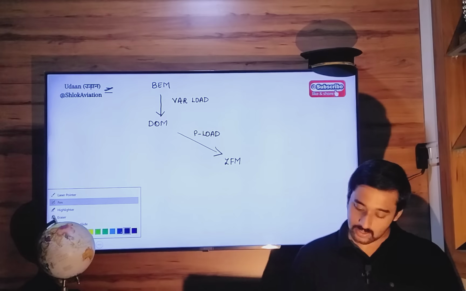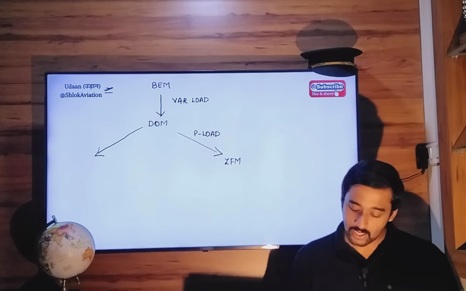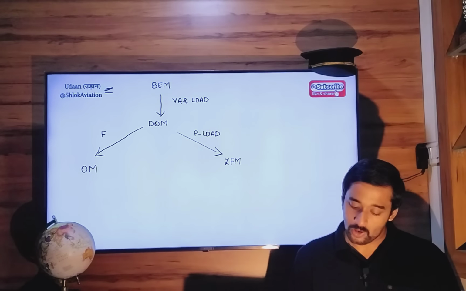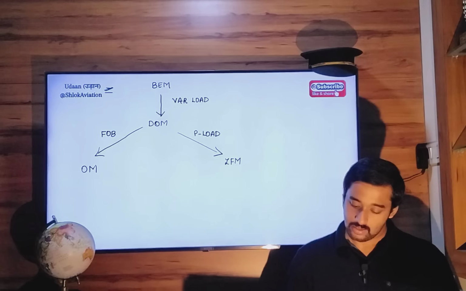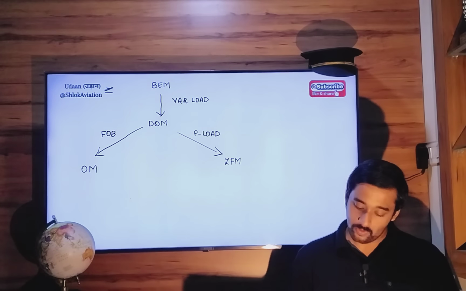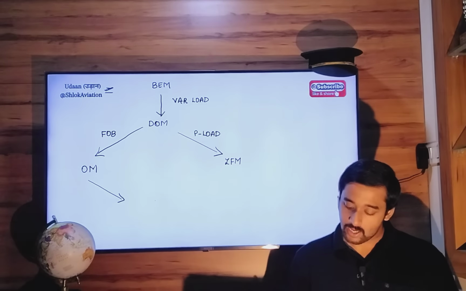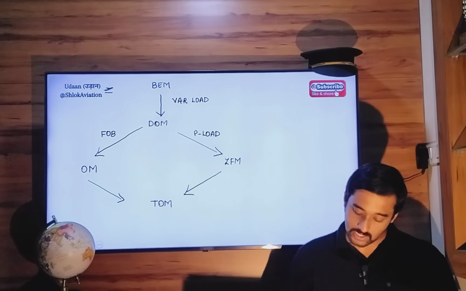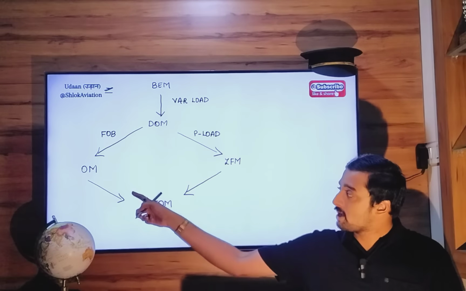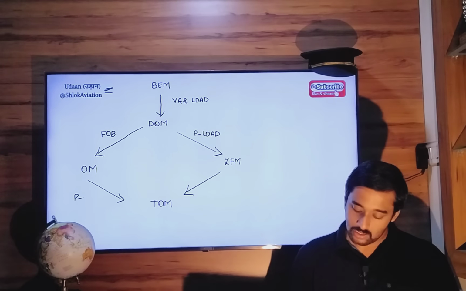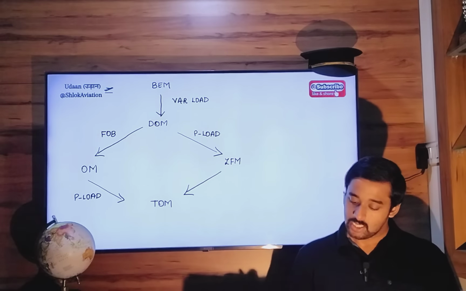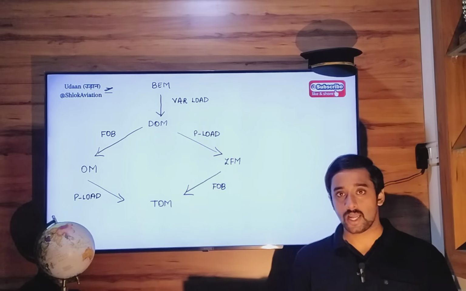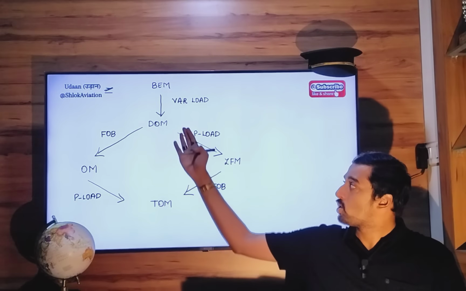Again, from dry operating mass, you will get operating mass when you add fuel on board, takeoff fuel. From operating mass, you will get takeoff mass. Similarly, from zero fuel mass, you can also get takeoff mass. How? Operating mass plus payload is your takeoff mass. Zero fuel mass plus fuel on board, takeoff fuel, gives you takeoff mass. So there are two ways to get takeoff mass, like this or like this.